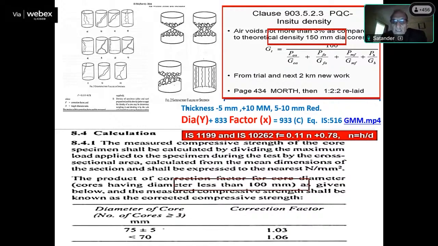In the case of bridges, 2.5% air void. In the case of concrete road, page 434, every 2 kilometer, how to find theoretical density. In the case of concrete road, in the case of bitumen road. In the case of bitumen road, we call it GMM. What is the difference? What is apparent specificity? What is actual specificity? What is bulk? What is density?